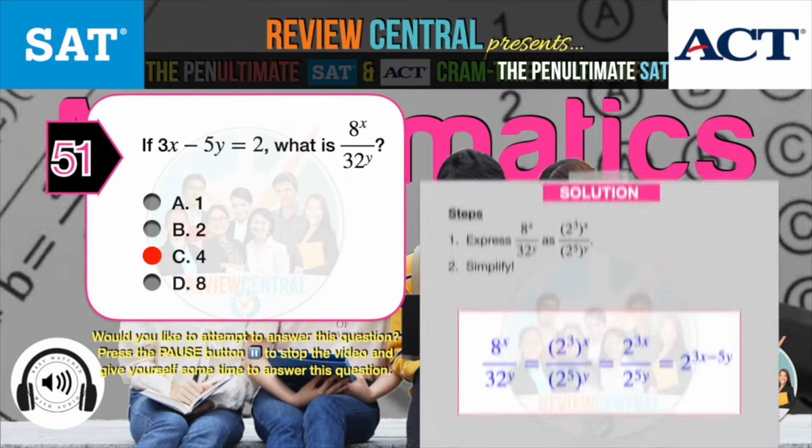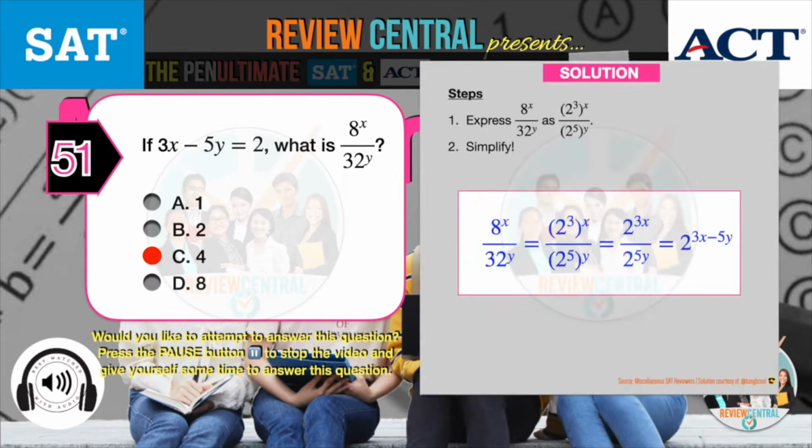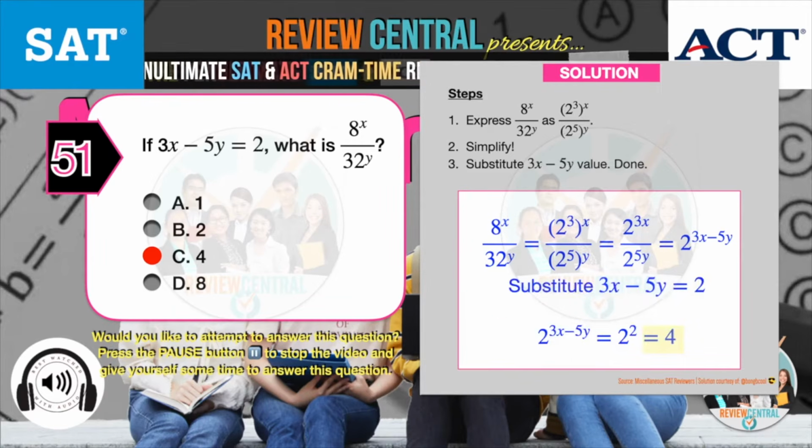4. Express 8 raised to x over 32 raised to y, as 2 raised to 3 raised to x, over 2 raised to 5 raised to y, which we can simplify into 2 raised to 3x, over 2 raised to 5y, and still further simplify into 2 raised to the quantity 3x minus 5y. But wait, 3x minus 5y is already given as 2. Therefore, we can further simplify 2 raised to the quantity 3x minus 5y into 2 raised to 2, which is of course equal to 4. That is way too easy, don't you think?